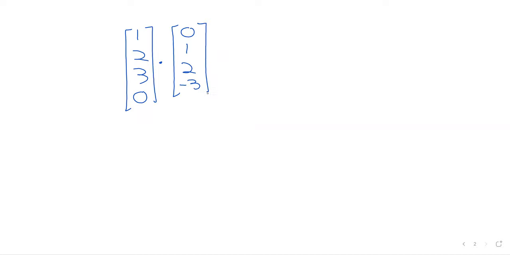When we take the dot product, we multiply across. So 1 times 0 is 0, 2 times 1 is 2, 3 times 2 is 6, 0 times negative 3 is 0. And then we add those numbers together. So the dot product of these two vectors is 8.